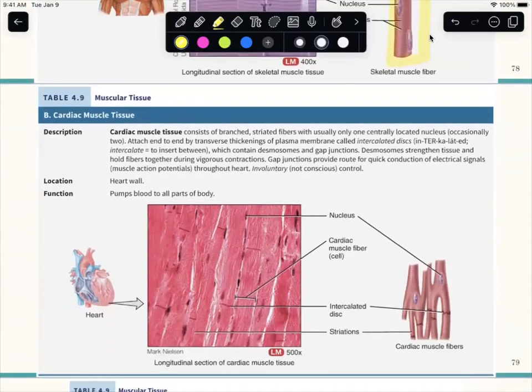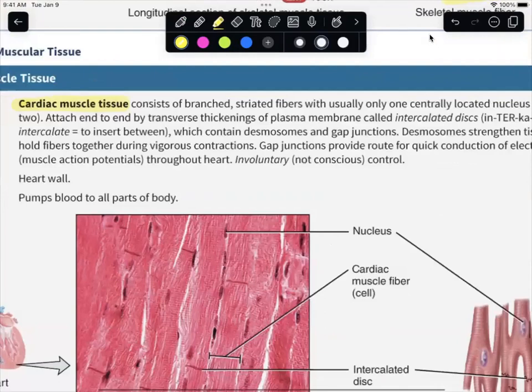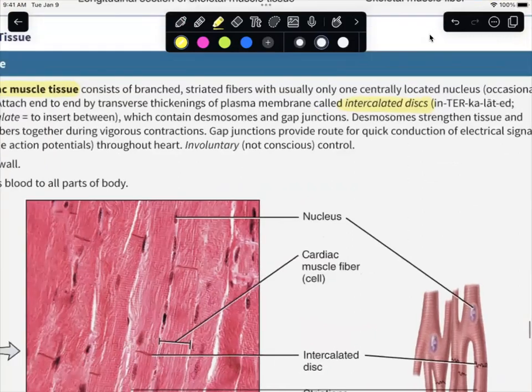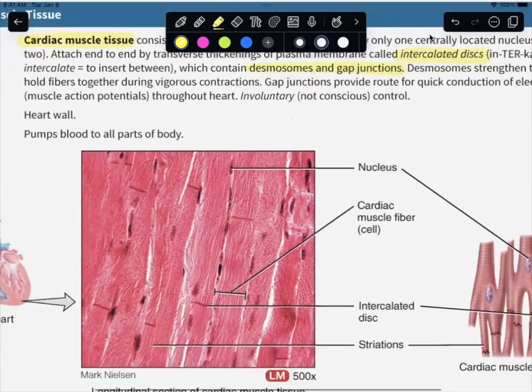Cardiac muscle. This is only found in the heart. Cardiac for heart. The difference in cardiac muscle is that they have what are known as intercalated discs that are made of desmosomes and gap junctions. So let's look at this for a second. This cardiac muscle, this dark line here, here, here, all over, those are intercalated discs.